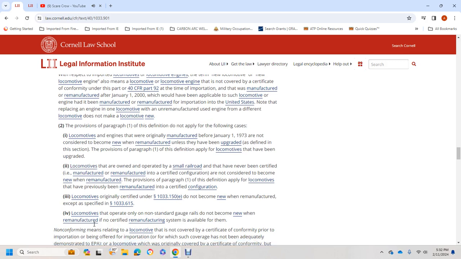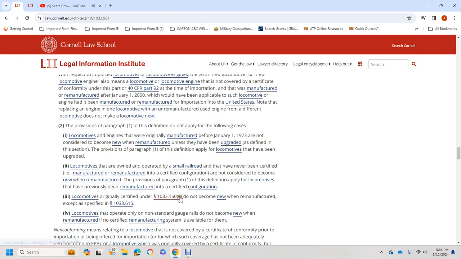2. The provisions in paragraph 1 of the definition do not apply in the following cases. 1. Locomotives or engines originally manufactured before January 1st, 1973 are not considered to become new when remanufactured unless they have been upgraded as defined in the provisions of this section. Paragraph 1 of the definition applies to locomotives that have been upgraded. 2. Locomotives owned and operated by a small railroad that have never been certified by a manufacturer or remanufacturer to a certified configuration are not considered to become new when remanufactured. The provisions of paragraph 1 of the definition apply to locomotives that have been previously manufactured or remanufactured to a certified configuration.